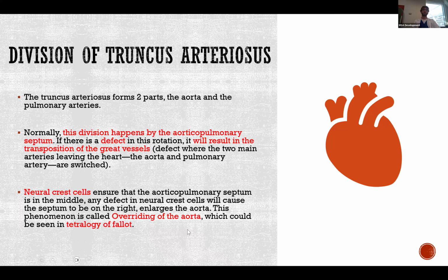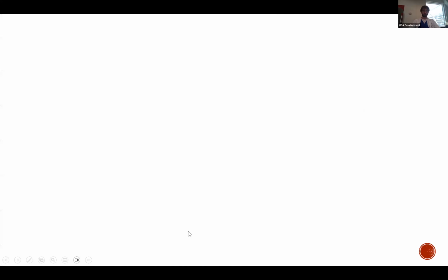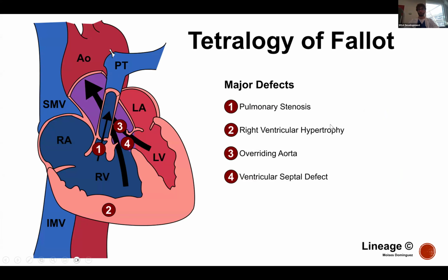Let's talk about tetralogy of Fallot. I also like to call it tetralogy of Fallot, just gives it a more prestigious name. Basically it's an embryological condition which will present with the same four signs or problems every single time. Pulmonary stenosis, right ventricular hypertrophy, overriding aorta, like we just said, and ventricular septal defect. I just want you to know, these four are in tetralogy of Fallot. It's Fallot, guys, but I just like to say it Fallot. Remember that these four problems happen in tetralogy of Fallot.